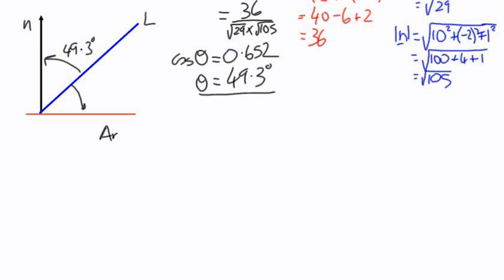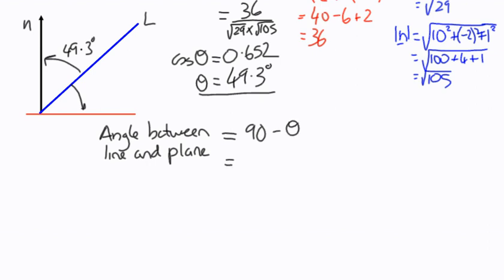So we need to put that in a way that expresses it. We can say the angle between the line and the plane, which is what we're actually asked for, is going to be 90 minus our value that we've worked out, which is 40.7 degrees to 1 decimal place. Okay, so that's how we calculate the angle between a line and a plane. It's just got that little extra small calculation at the end because the angle that we get from our formula isn't the actual answer we're looking for.